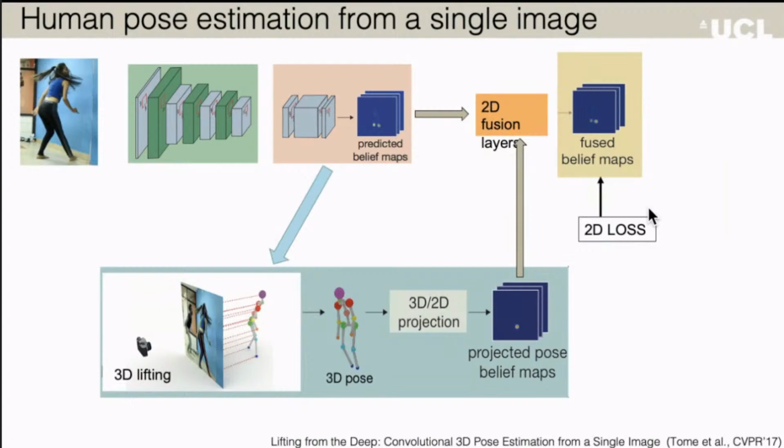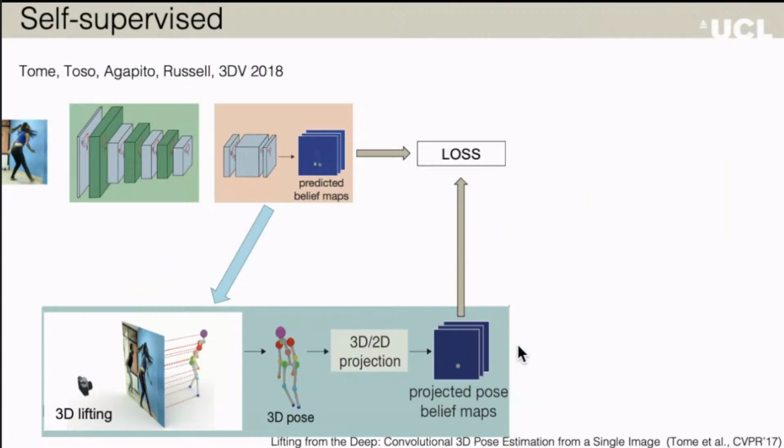So we're not just applying the loss to these predicted belief maps, but we're also applying the loss to these pose belief maps, belief maps that have actually gone into 3D and we've projected them back into 2D again. And as a side product, we also get this 3D reconstruction. So we're jointly learning to estimate 2D and 3D.